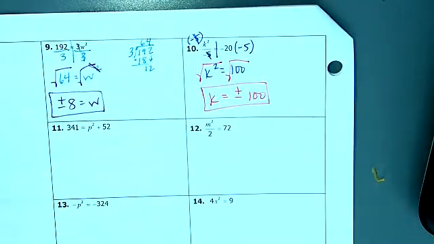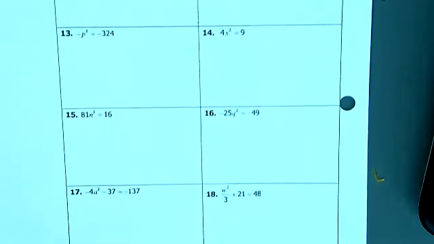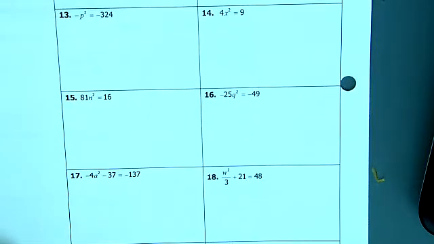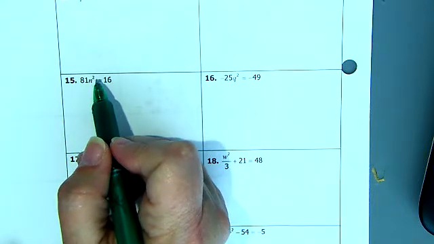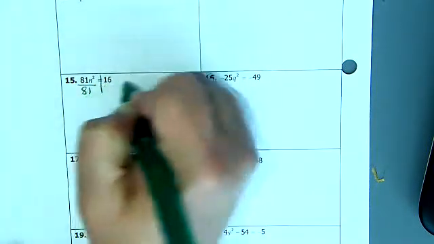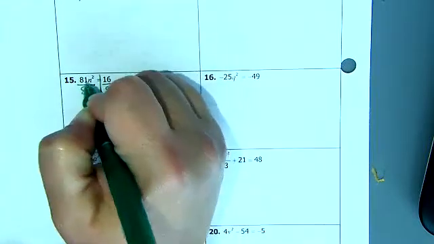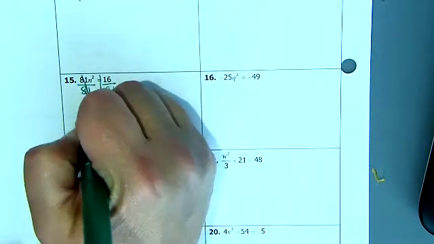Now we're going to work one where we end up with a fraction as the answer. So we're going to move down to number 15. And oops, it's got a coefficient. It's got a number that's multiplied to the variable squared. So I'm going to divide by 81 on both sides. 81 divided by 81 equals 1. So I'm now going to have n squared.